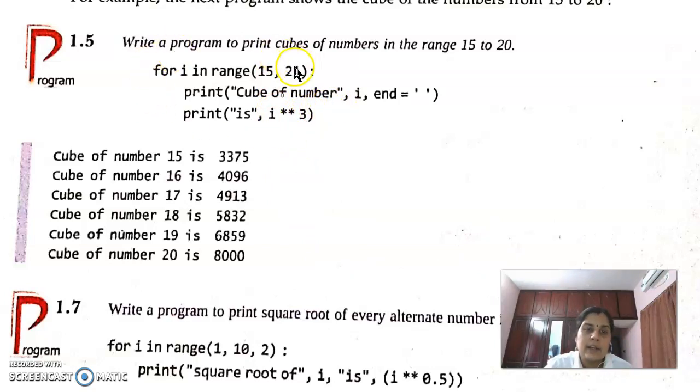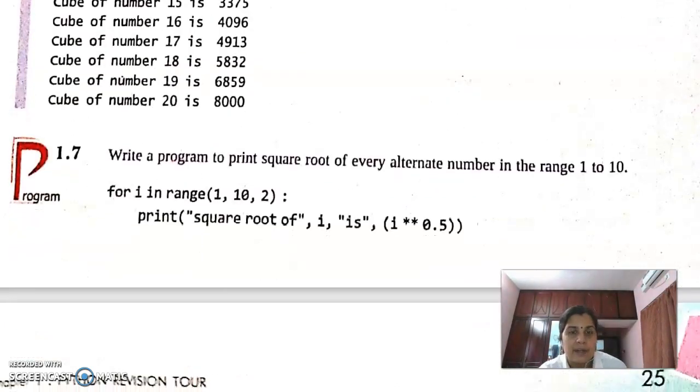Then 15 is incremented to 16. Here, cube of number i equal to, then print is i. This is just a print statement to print the cube of number. i means in the first case 15, second case 16, third case 17, and so on. end equal to space means after 15 there is a space. Then i star star 3 means i raised to 3. That means 15 raised to 3, which will give 3375. This is the program to find the cube of a number.